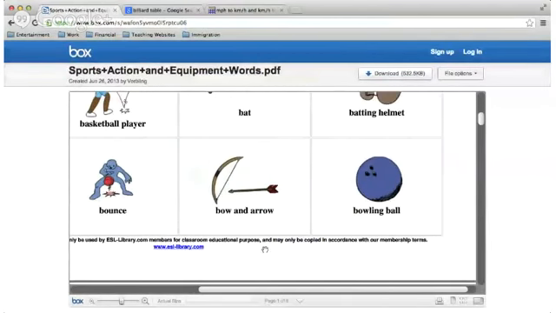Bow and arrow. Yeah, bow and arrow. Okay, you guys, this is the bow. Bow and arrow. Okay. And Amparo, tell us about the bow and arrow. Have you shot a bow and arrow before?